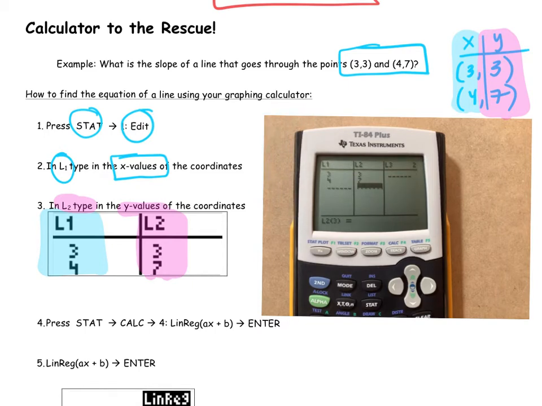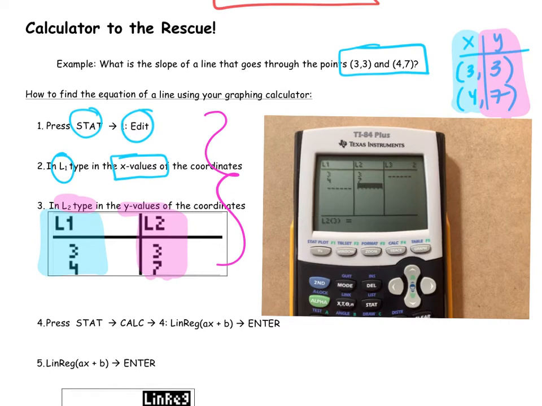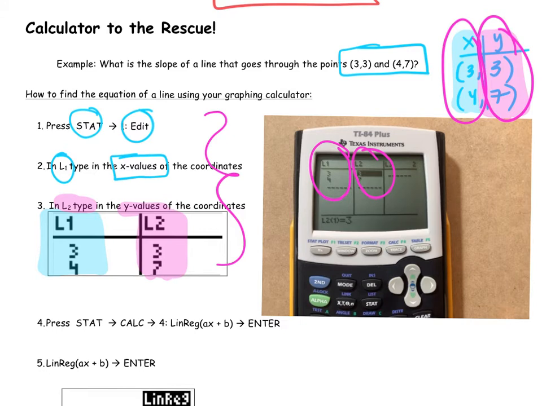So now that we have our points entered in, again, guys, the steps are all outlined for you here. We went to stat. Okay, so where's my stat button? Oh, there we go. Stat, enter on edit. We entered our x values in the L1 column and our y values in the L2 column. If you need to go back and rewind, whatever you need.